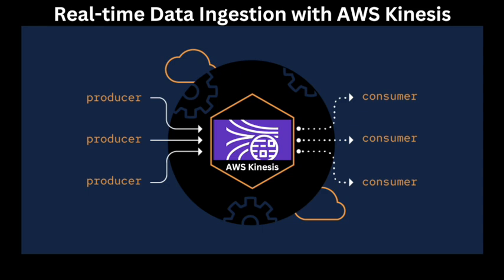To implement this, we will create an AWS Kinesis data stream, a producer script to send simulated transactions, and a consumer script to process them. Let's take a look at our architecture. The producer simulates real-time transactions and pushes them to Kinesis. The Kinesis data stream stores the transaction records temporarily. The consumer reads the data and processes it for anomaly detection.